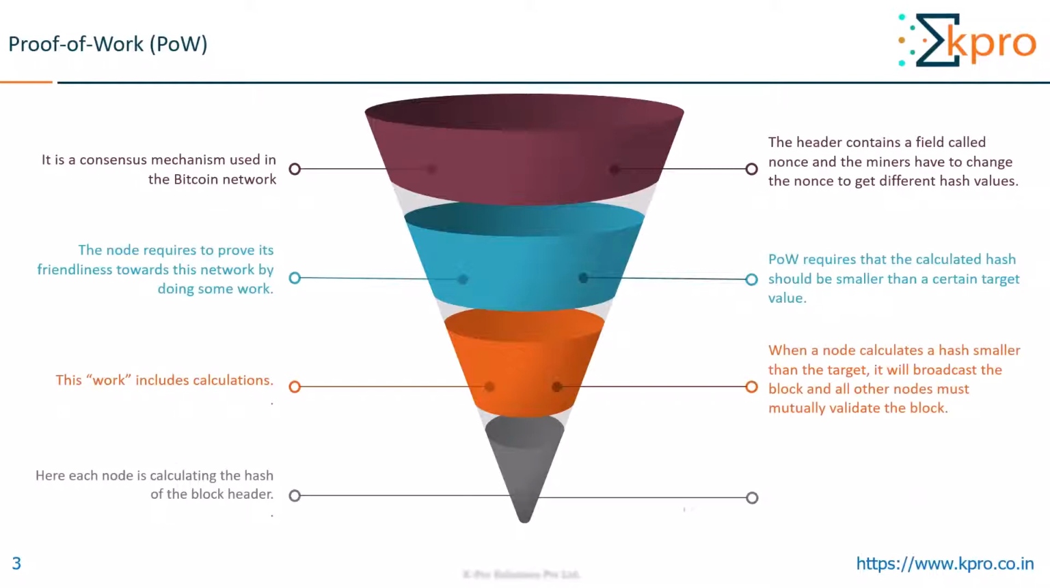Once a miner succeeds in finding the required hash, it will broadcast the block to the network and ask all the nodes present in the network to validate it and add it to their local copy of the blockchain. So this is basically what proof of work is.